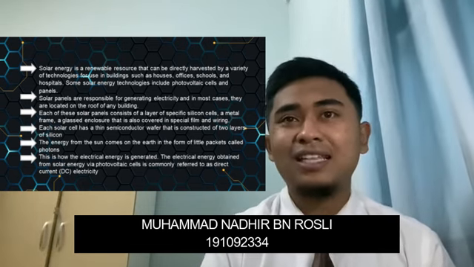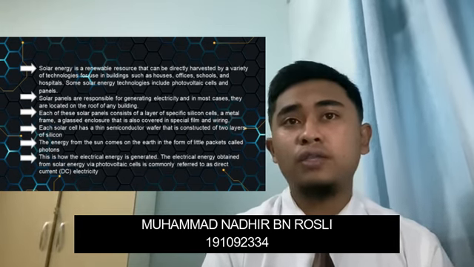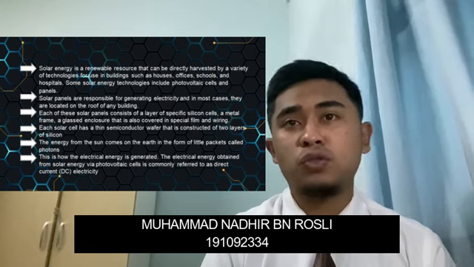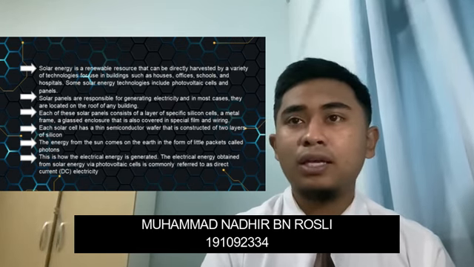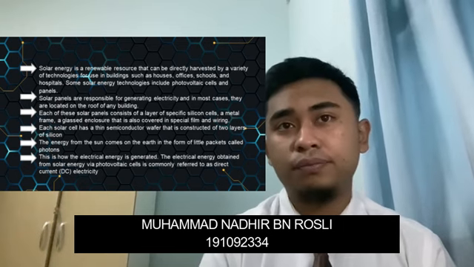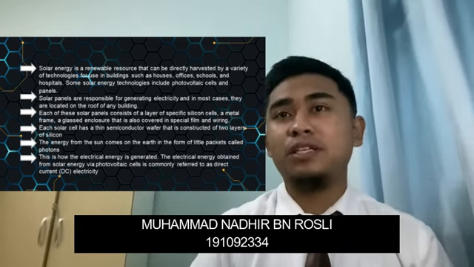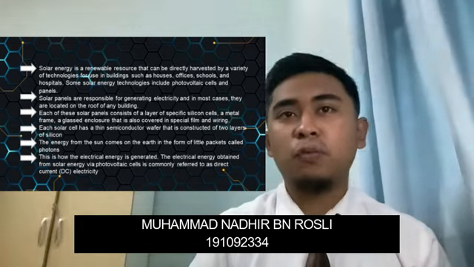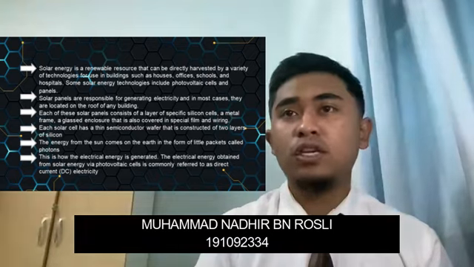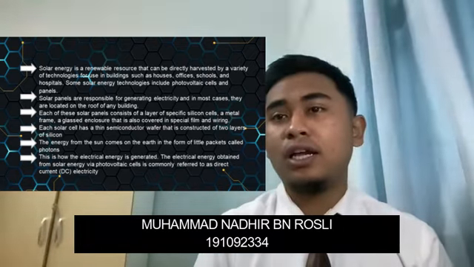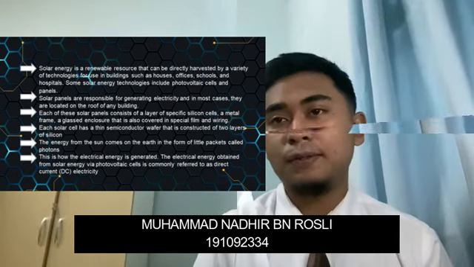Each solar cell has a thin semiconductor wafer that is constructed of two layers of silicon. The energy from the sun comes to Earth in the form of little packets called photons. So this is how electrical energy is generated. The electrical energy obtained from solar energy via a photovoltaic cell is commonly referred to as direct current electricity before it is converted into alternating current.